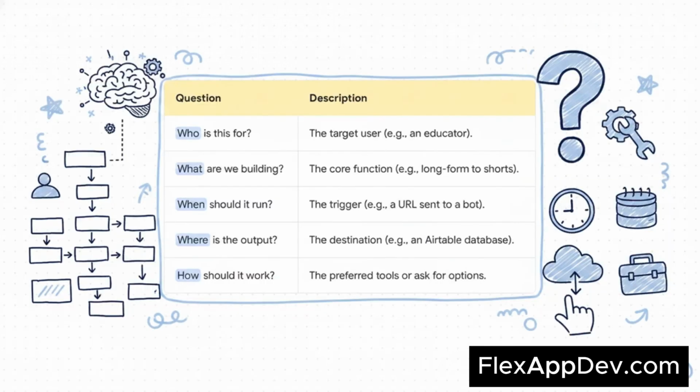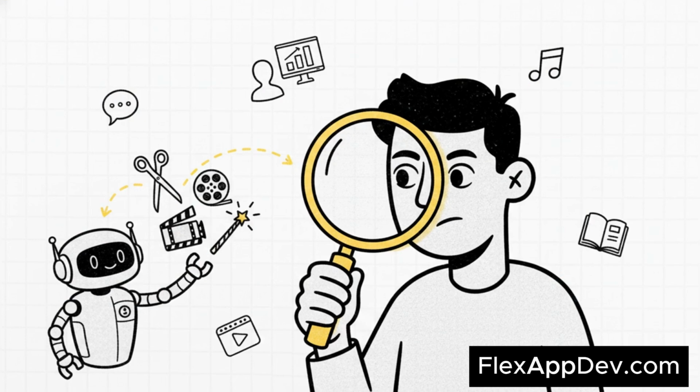The brief is without a doubt the most critical step. Using a simple 5W model, who, what, when, where, and how, make sure you give your AI agent all the info it needs. You define the user, what it's supposed to do, what kicks it off, where the final product goes, and any tools you prefer. The clearer your brief, the better the results. It's that simple.